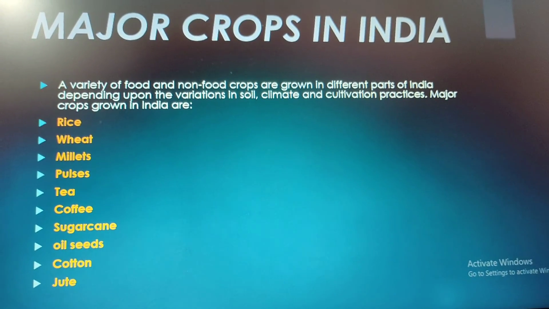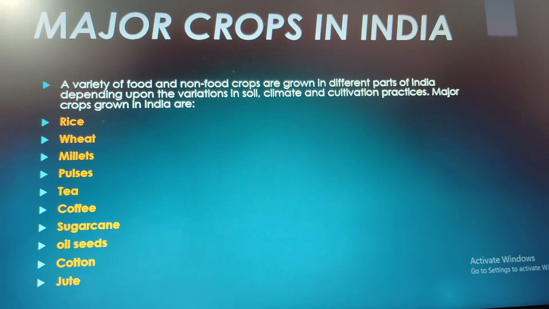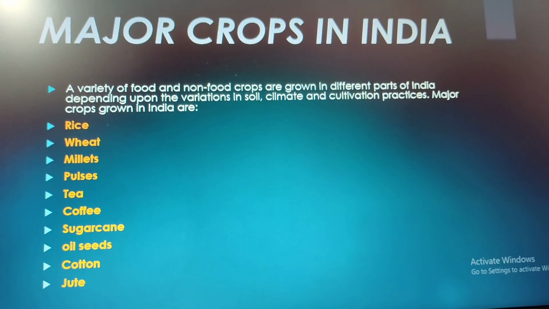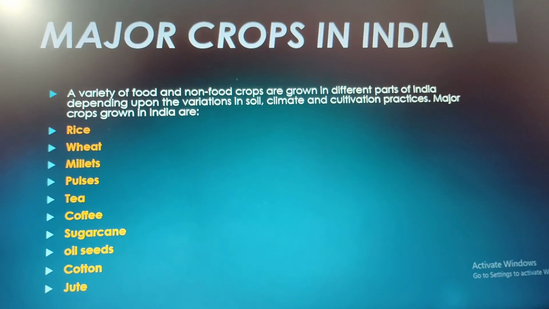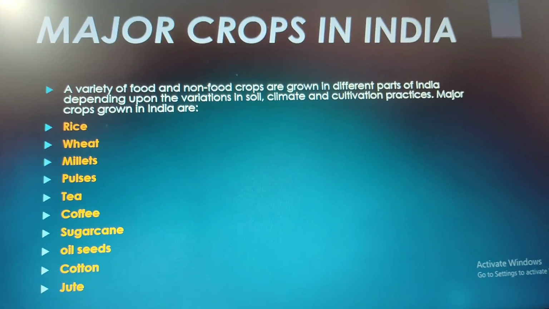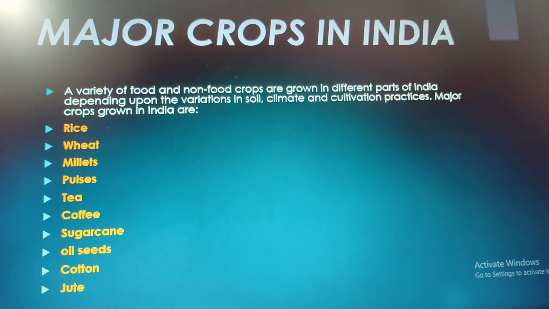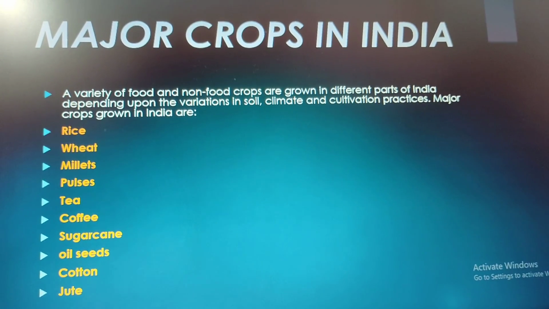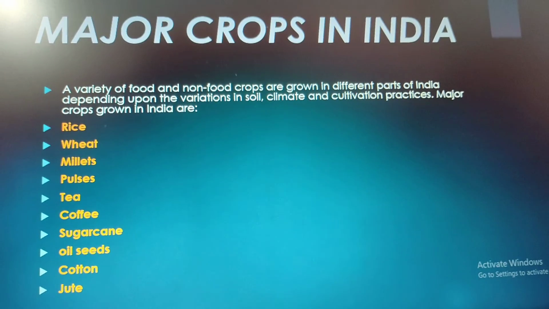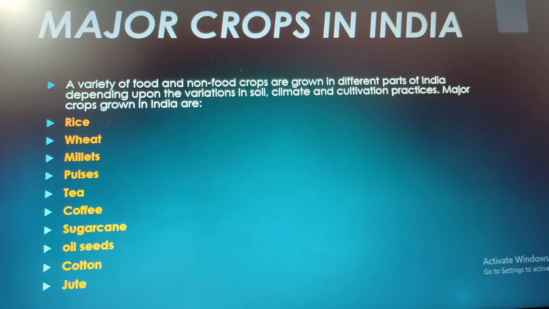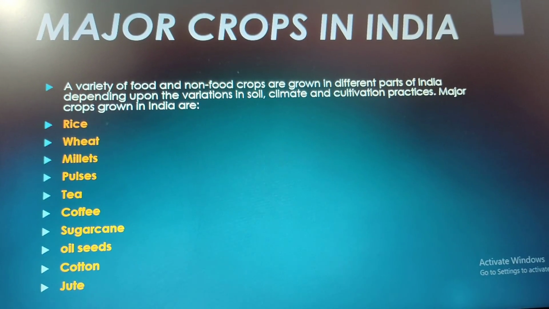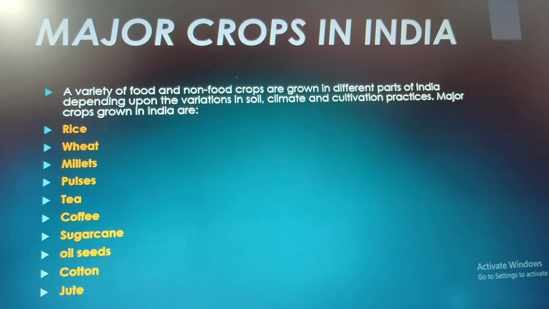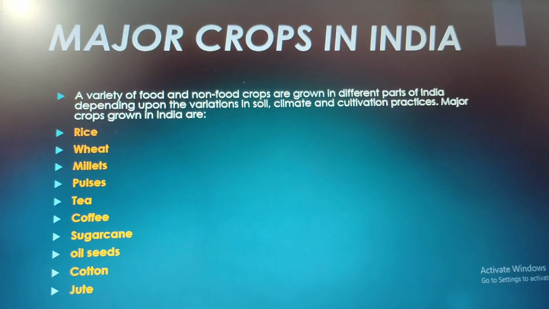Your rice, wheat, millets, pulses, tea, coffee, sugar cane, oil seeds, cotton and jute. Right? Tea, coffee, sugar cane, even cotton, they are also known as the commercial crops. Why? Because they are grown over a large area. Right? They are grown over a large area for commercial purpose, for business purpose. Fine. So major crops in India we have discussed.